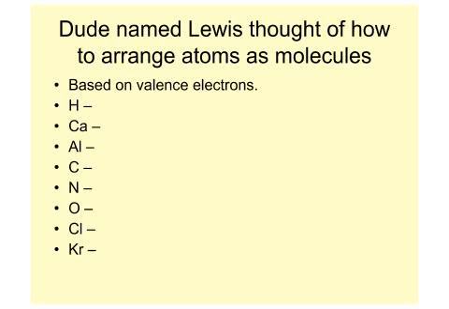A dude named Lewis thought of how to arrange atoms as molecules, and this is based on valence electrons. So if you have a periodic table handy, if not, get one out. Hydrogen is in the first column, so it has one valence electron. Calcium is in the second column, so when it bonds, it has two singles. Aluminum has three valence electrons, 1, 2, 3 singles.